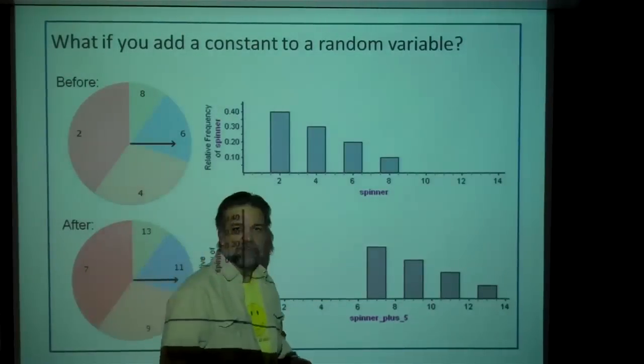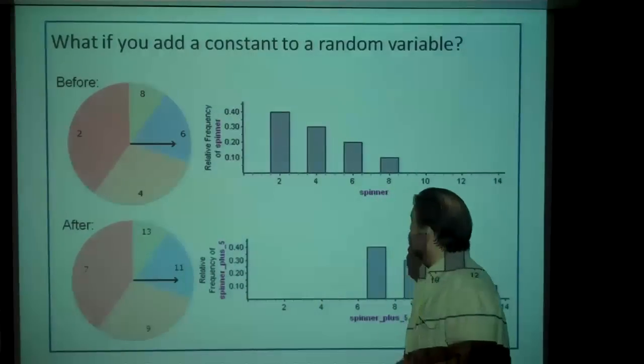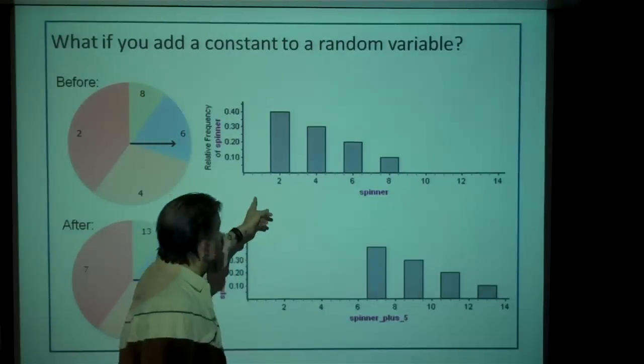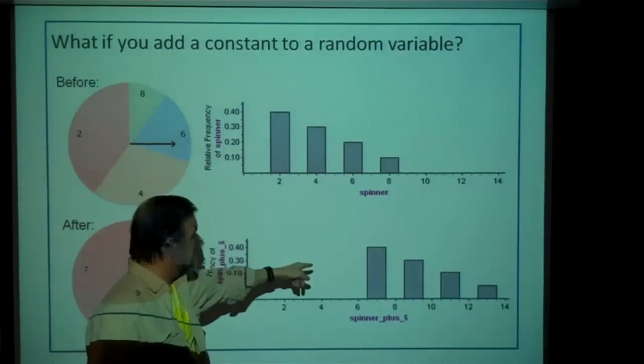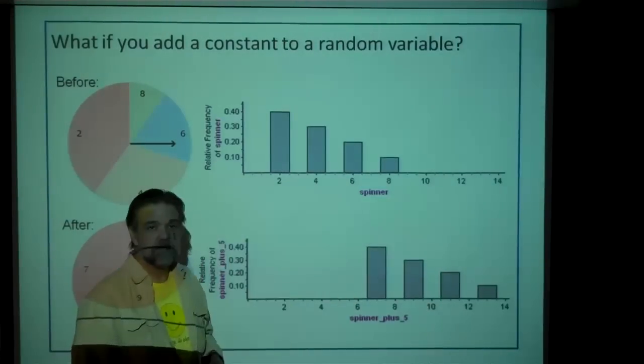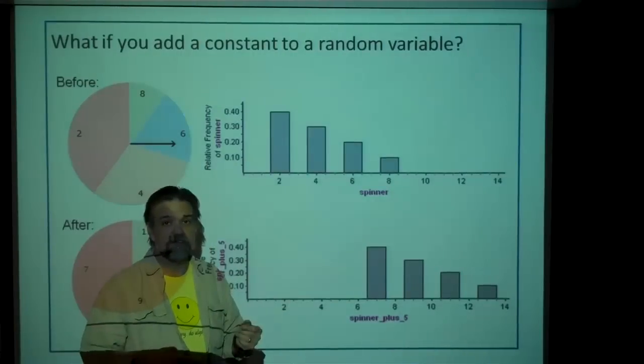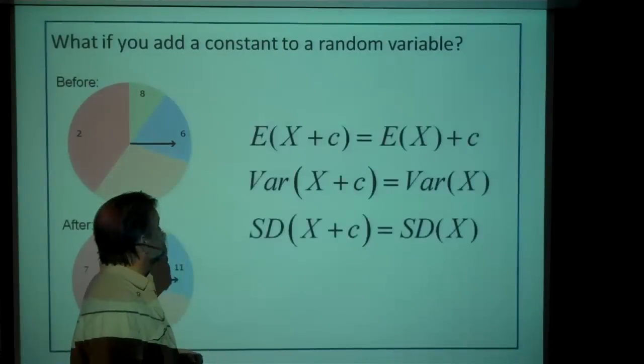Which is not real surprising, okay? Now, what about the variance, though? Well, what's the difference between how spread out this is and how spread out this is? None. What that means is the variance is unchanged. And if the variance is unchanged, so is the standard deviation, okay?